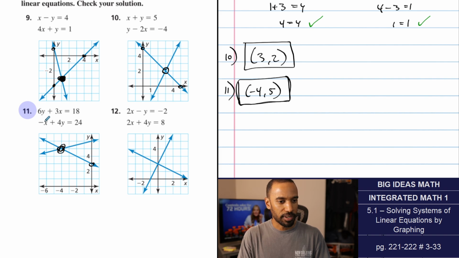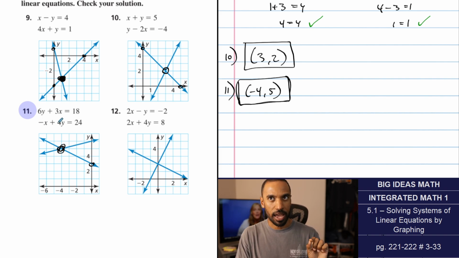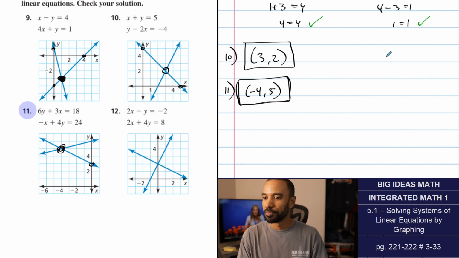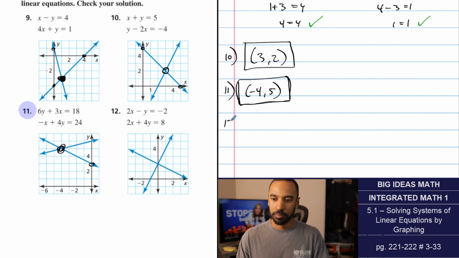-4 for x. Opposite of -4 is 4. Plus 4 times 5 is 20. 4 plus 20 is 24. That equals 24. All right, number 12.